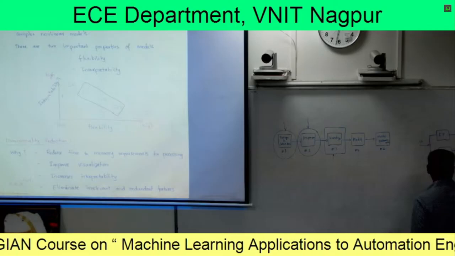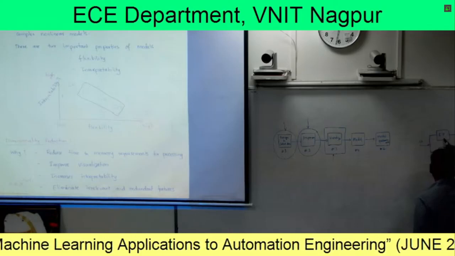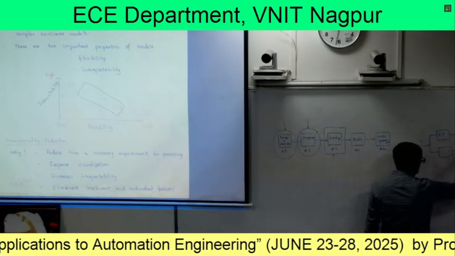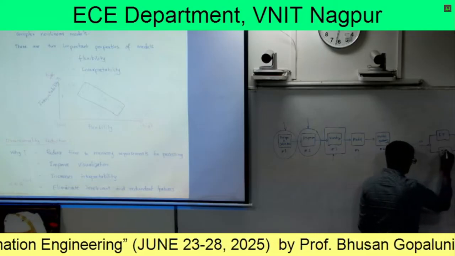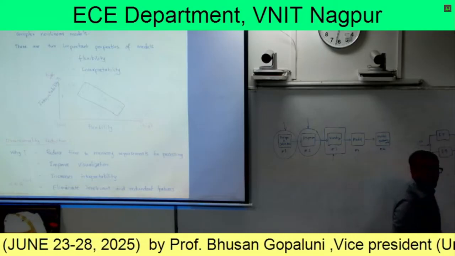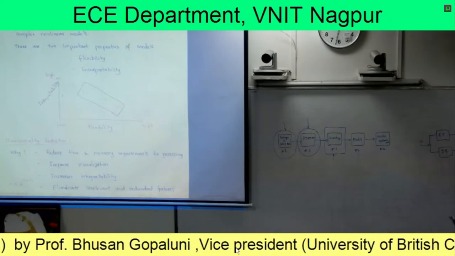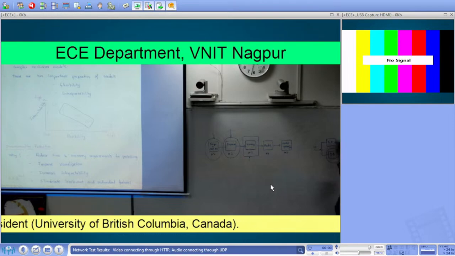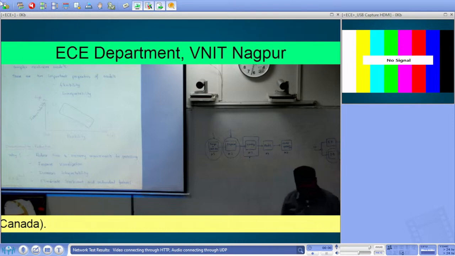There are different ways in which you can connect the first principles model with the database model. And the database model is typically built on the error between the first principles model and the actual measurements.